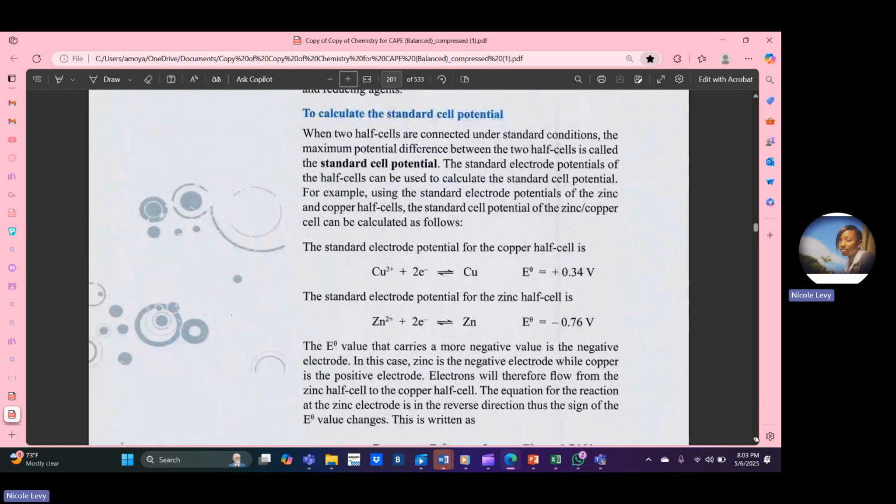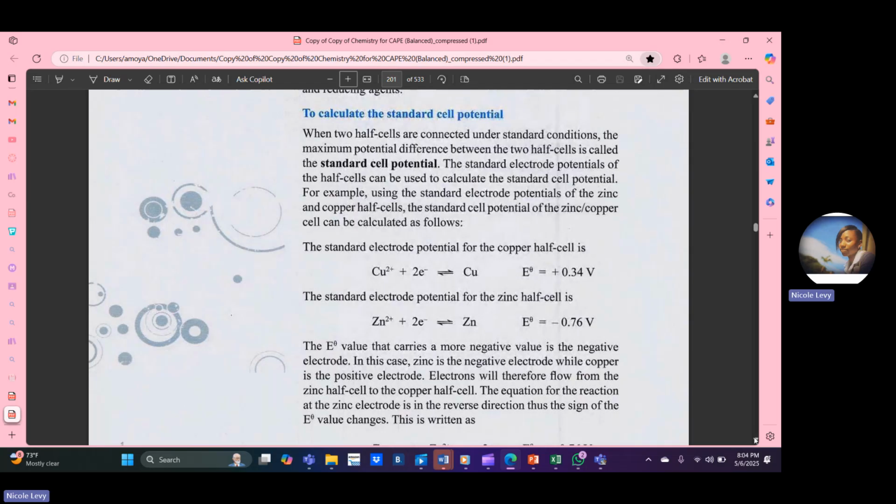All right, so the standard electrode potential values can be used to calculate standard cell potential. When two half cells are connected under standard conditions, the maximum potential difference between the two half cells is called the standard cell potential. Very important for you to note that the standard electrode potentials of the half cells can be used to calculate the standard cell potential, right? So you're using the standard electrode potential to calculate standard cell potential.